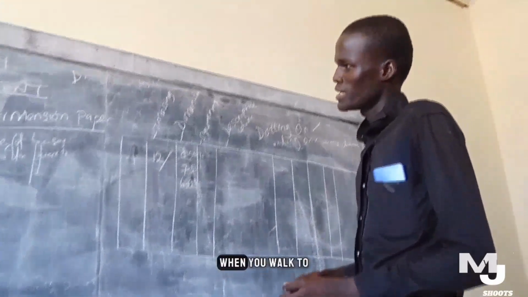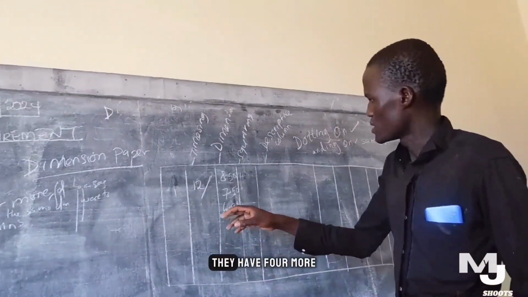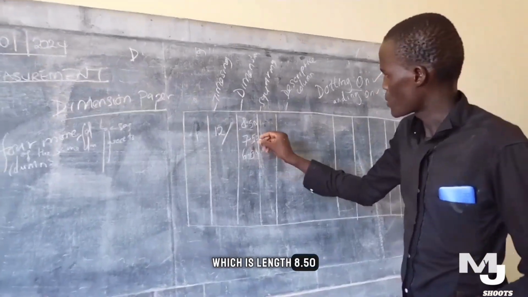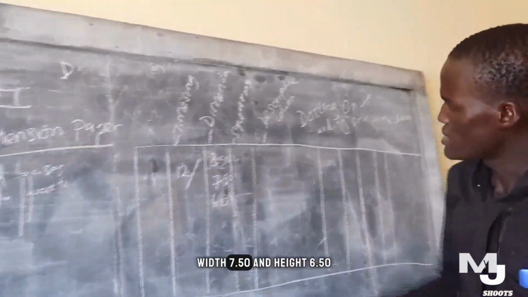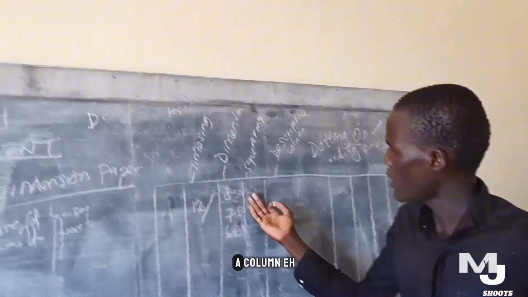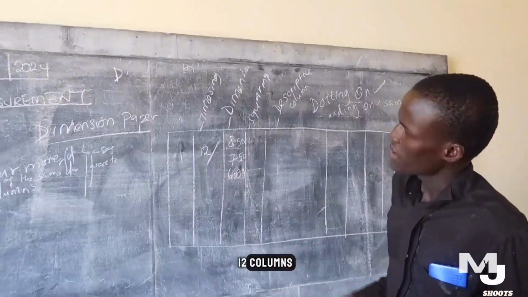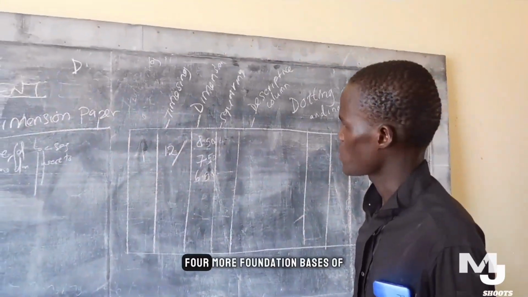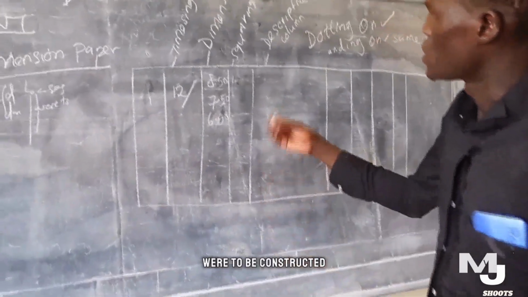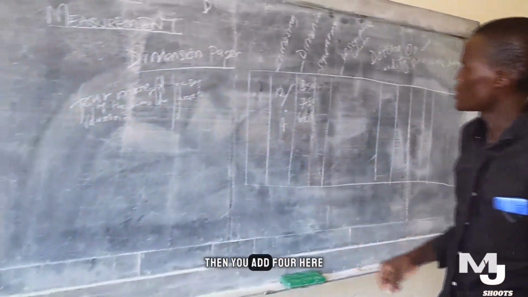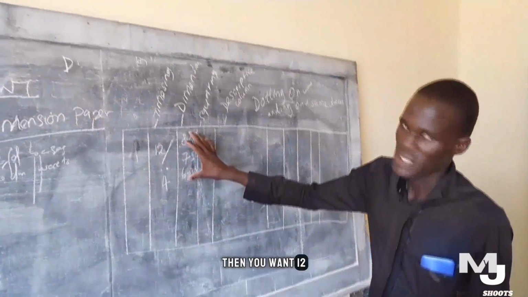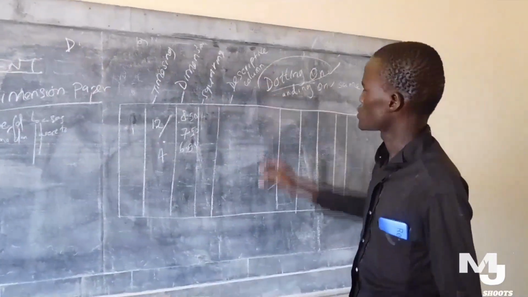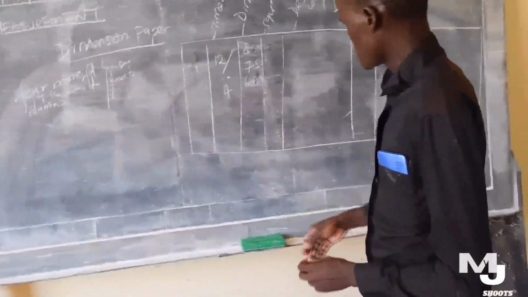Then we have something here when you find out that subsequently you have 4 more columns you want to add. This is a column with the measurement of length 8.50, width 7.50, 6.50. This is the measurement of a column, and then we have 12 columns. Then we have found that subsequently 4 more foundation bases of the same dimension were to be constructed. Then you add 4 here, you put a dot here, and then you add 4 here. Then you add 12 plus 4, then the total is what you get here. I think that's very simple. That is called dotting on.